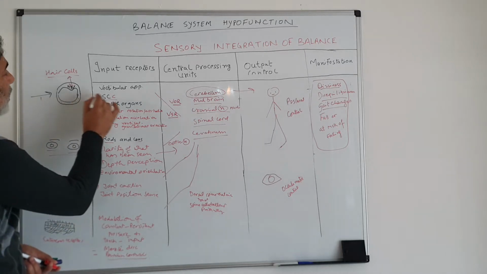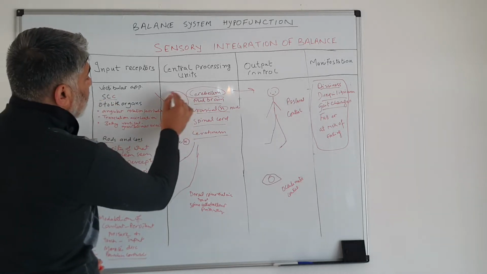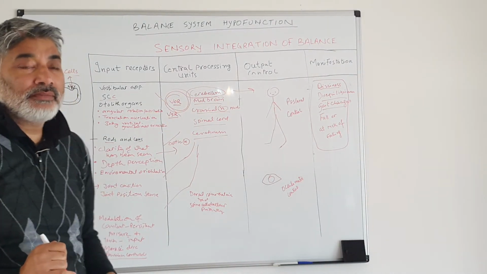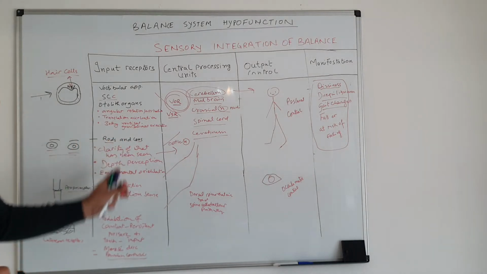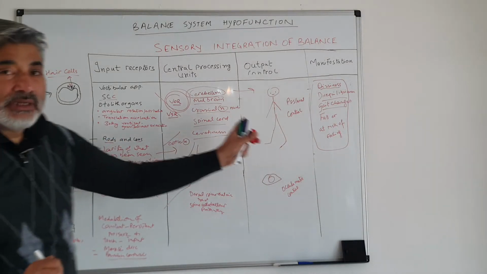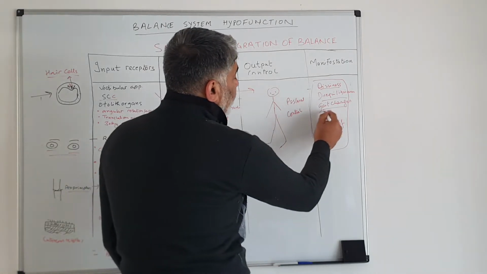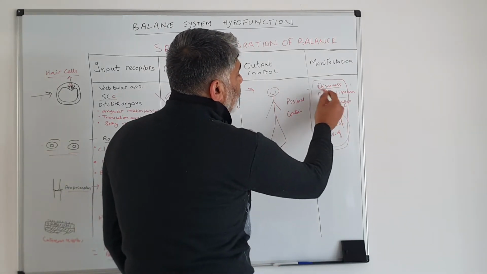Number one is the VOR reflex. So this is the reflex which I'm going to discuss with you today. Then we will discuss the others one by one in my next series of lectures. But the end product of this is falls prevention. Disequilibrium.